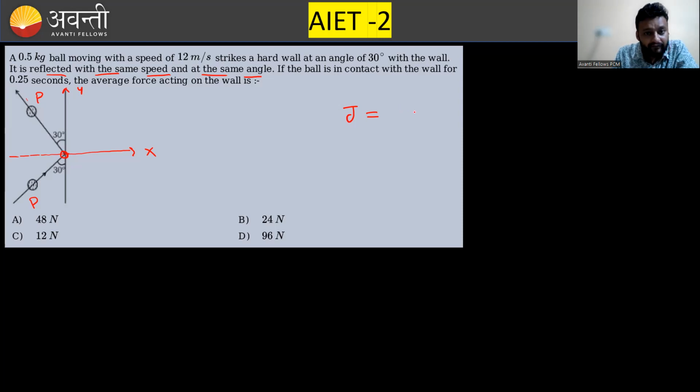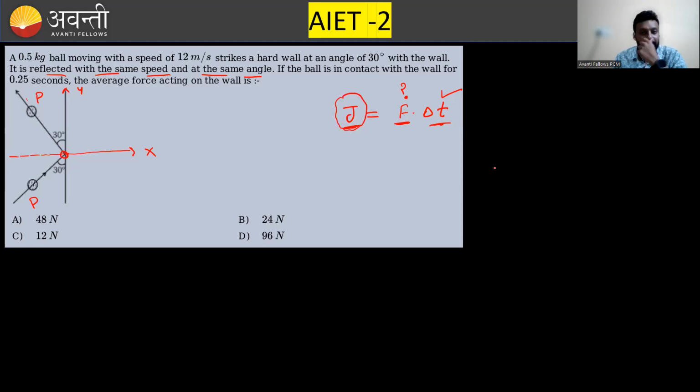They are asking the average force. J is equal to F into delta T. So they are asking the force. So first of all, we need to calculate the impulse and time duration they have given. This delta T is given. This is being asked. So for that, we need to calculate this J.